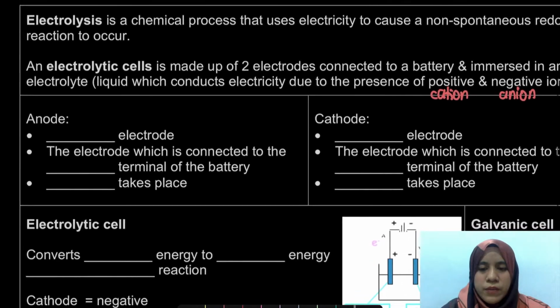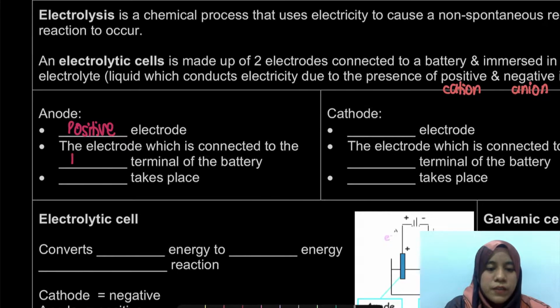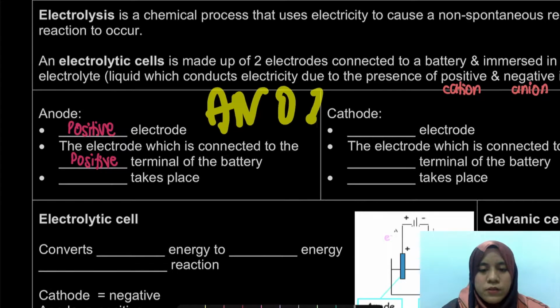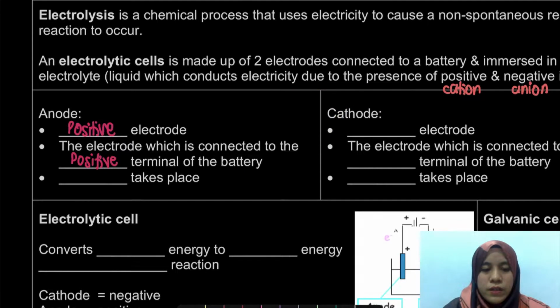Let's look at the anode and cathode. For the electrolytic cell, the anode is your positive terminal, the electrode which is connected to the positive terminal of the battery. Hence, it is called the positive terminal. Based upon our 3.1, we know that at the anode, oxidation takes place. The same goes for the galvanic cell as well as the electrolytic cell.